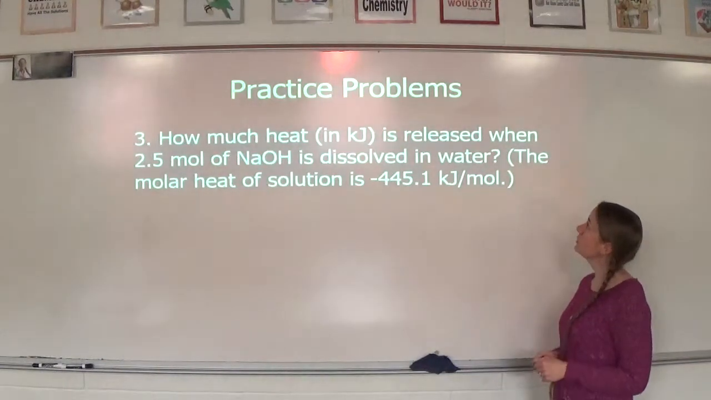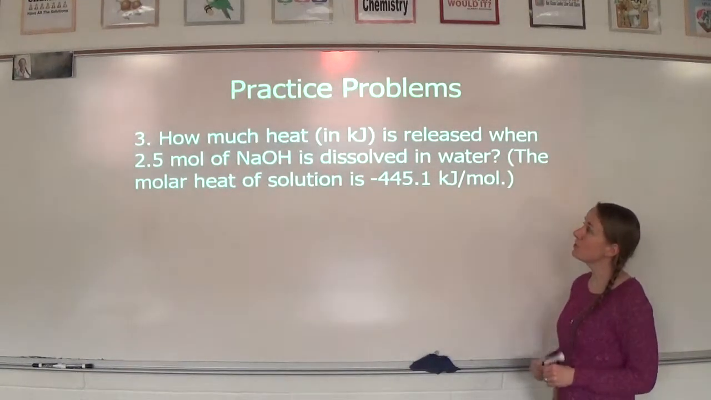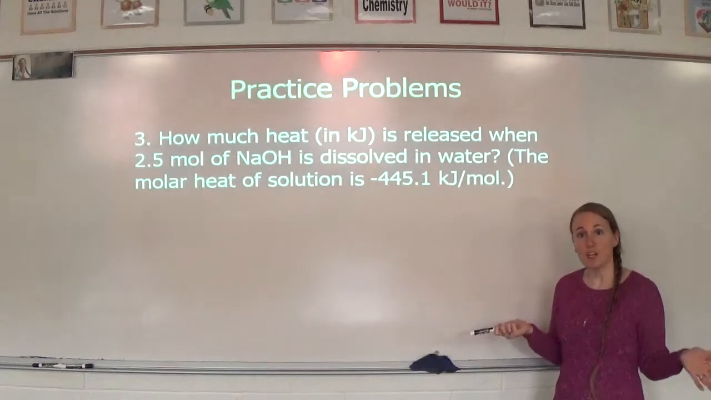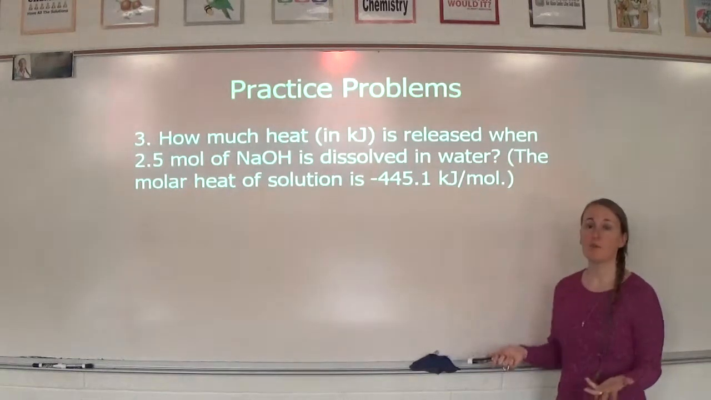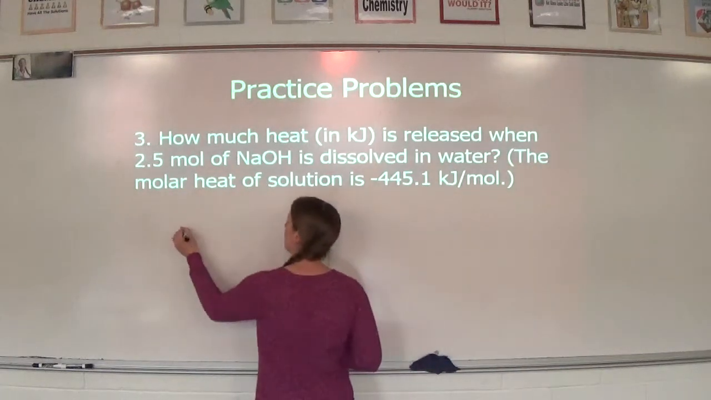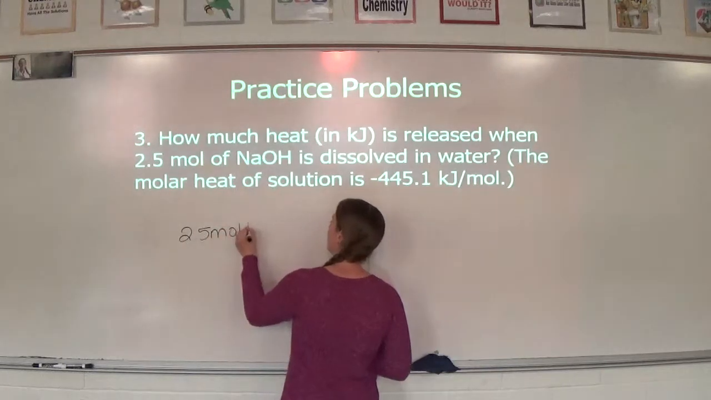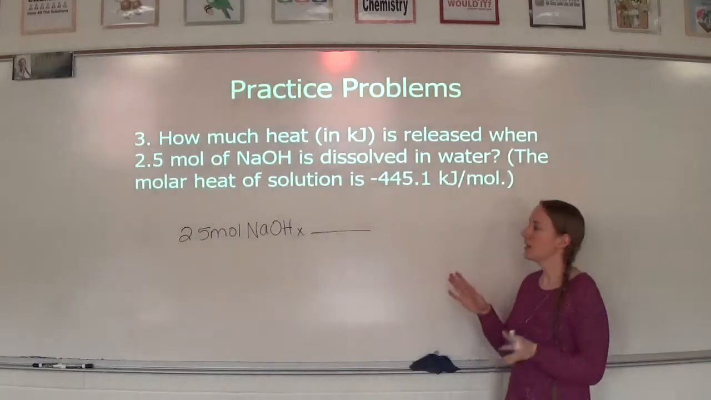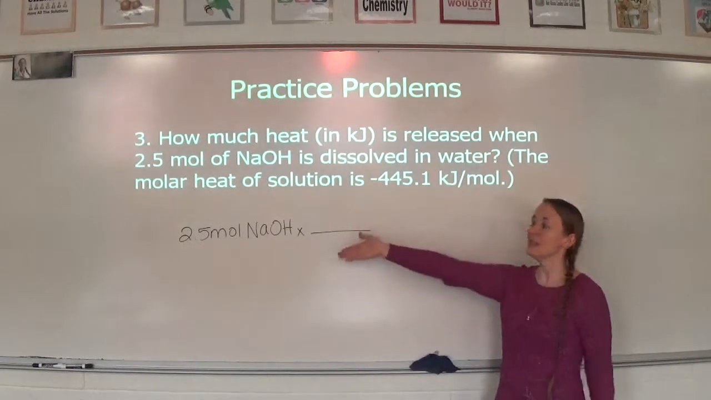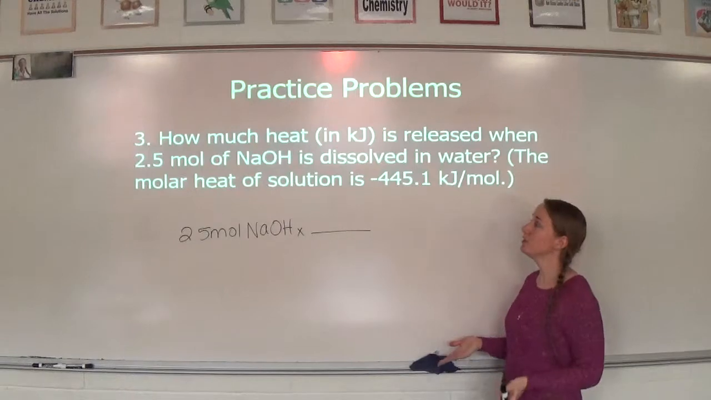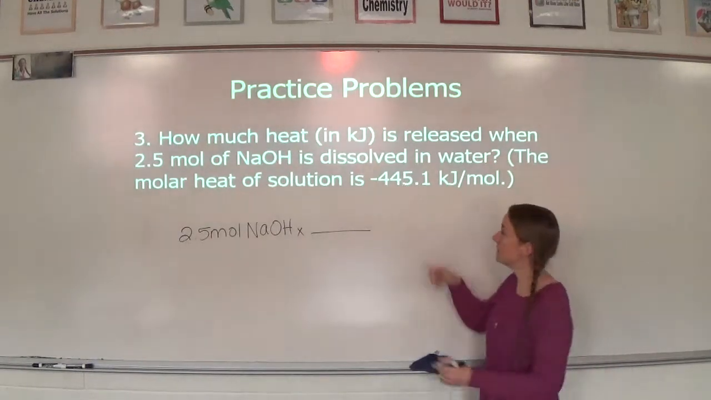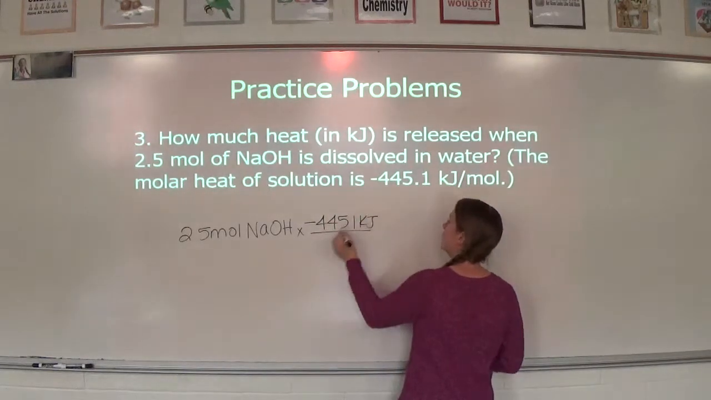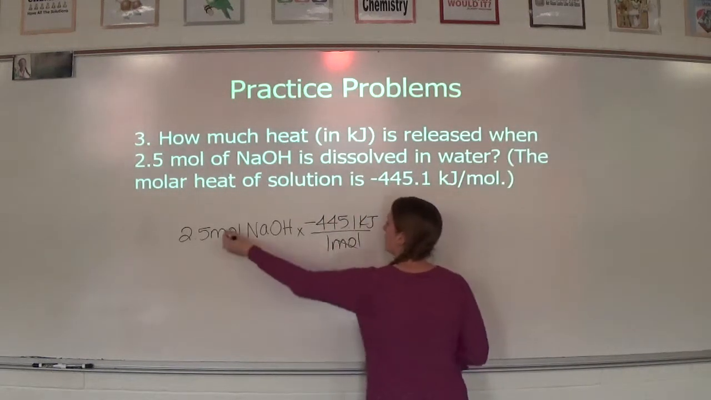It says, how much heat in kilojoules is released when 2.5 moles of sodium hydroxide is dissolved in water? Here's your molar heat of solution. So pause the video real quick, you try this one, and now we'll try it together. I start with 2.5 moles of sodium hydroxide. In the previous ones, my first step was to change to moles. I gave you grams to change to moles, but in this case, I already gave you moles, so we don't need to use molar mass. We just go directly to that molar heat of solution. So I do my negative 445.1 kilojoules per 1 mole for sodium hydroxide.